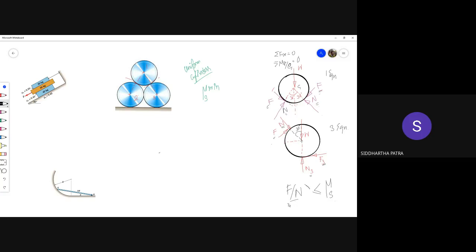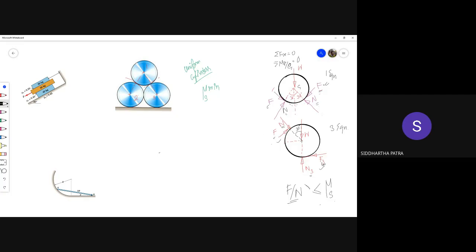Okay, so whichever F by N has the highest value, whether this one or this one, that should be the minimum value of mu s. Because friction force could be anything and in any direction, that is tangentially in any direction, left or right, upwards or downwards. But the absolute value is less than mu s times N. So at this point, you shouldn't even bother about the direction of the friction force. You just know that everything has to be in equilibrium. And whether the force over here should go from right to left or left to right, that can be seen later. So let that F value come negative if it goes from left to right.